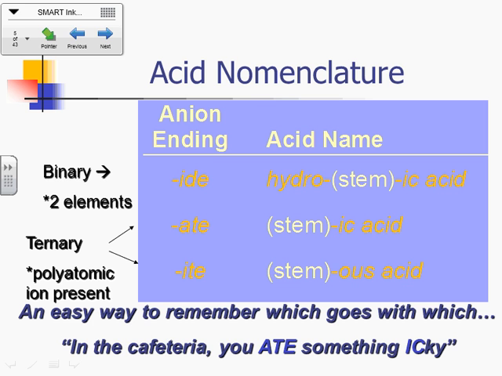All right, easy way to remember which goes with which on the polyatomic ions. In the cafeteria, you ate something icky. Ate ick. I ate it, it was ick. So then you can remember the ate and the ick go together, and then hopefully you can remember the ite and the us go together.